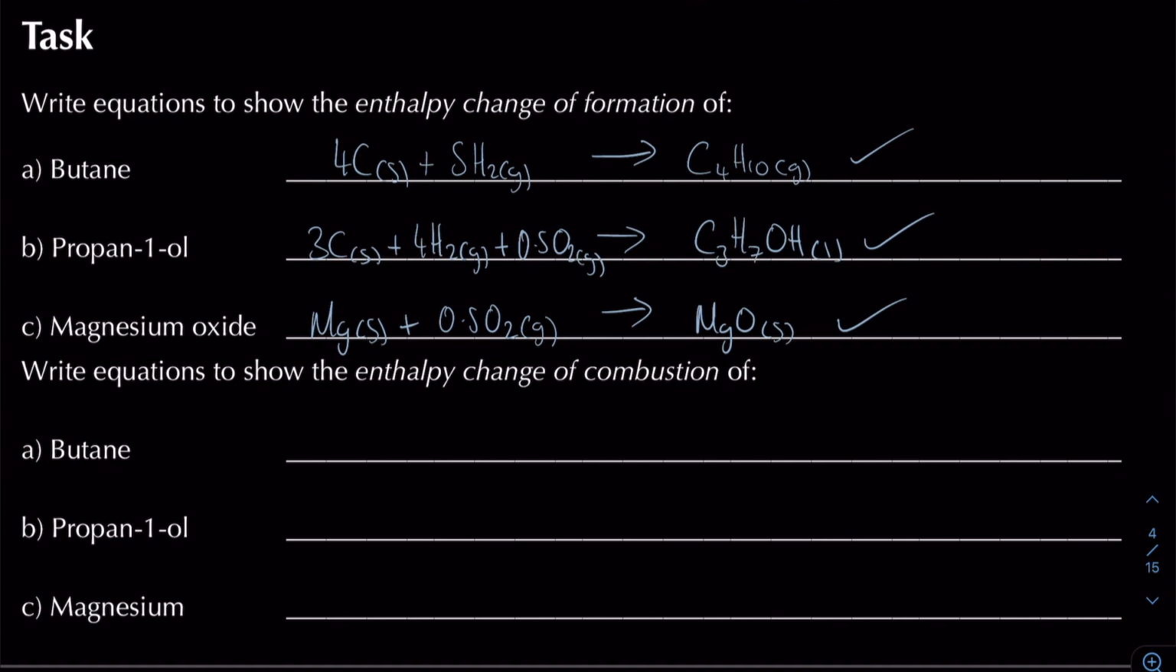So looking at the next one then, we're asked to write equations to show the enthalpy change of combustion for butane, propan-1-ol and magnesium. And so in that case, butane, nice and easy, I'm going to end up with C4H10. I'm not going to bother with state symbols in this case, but in some cases they can actually ask for them.